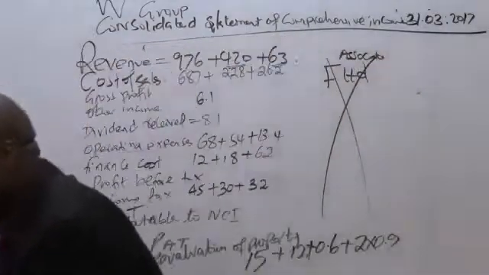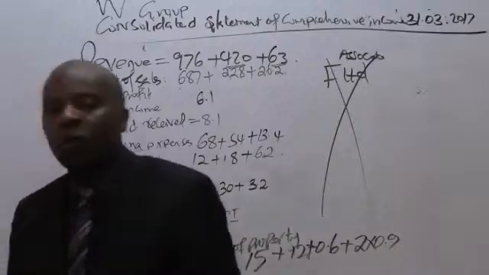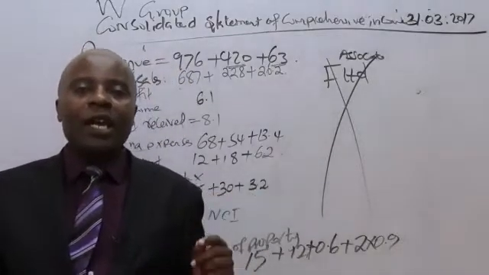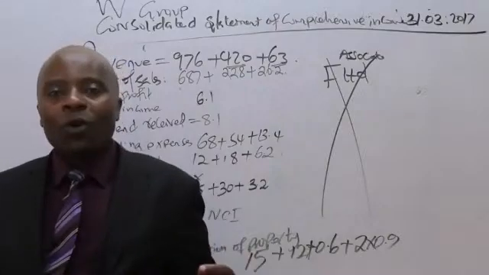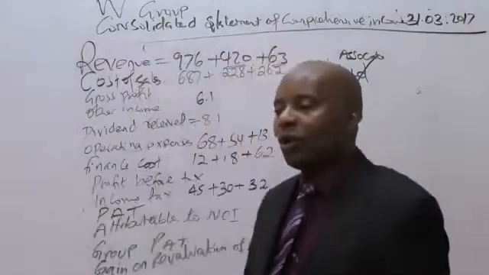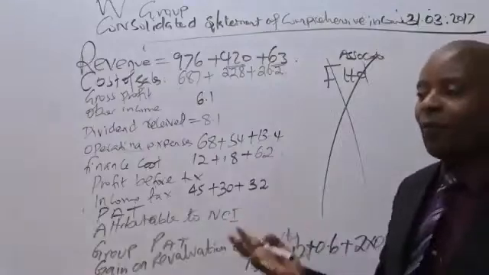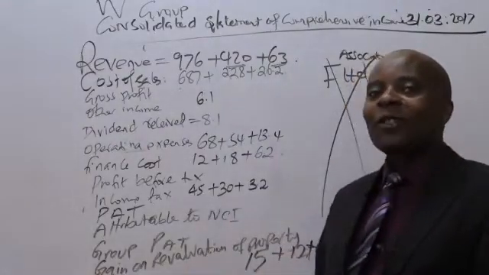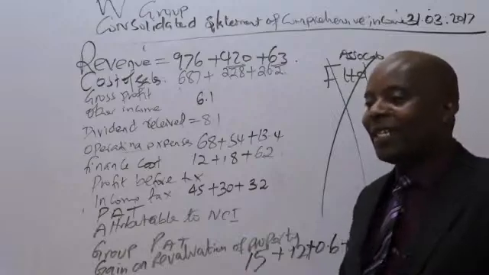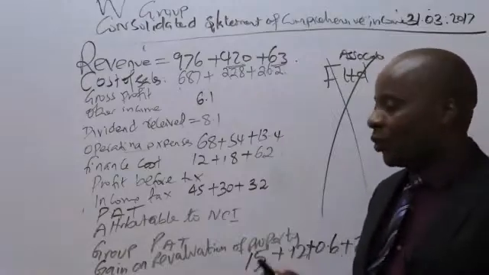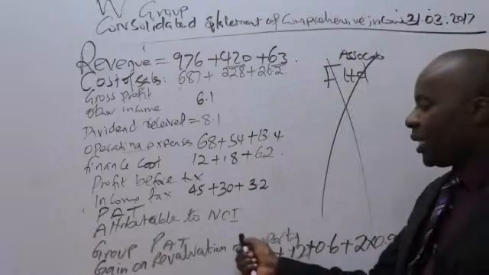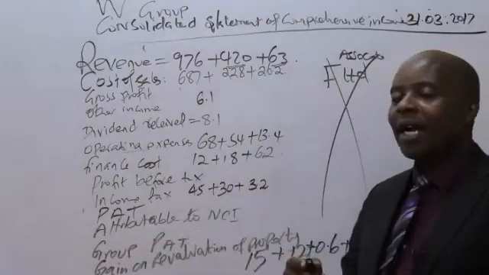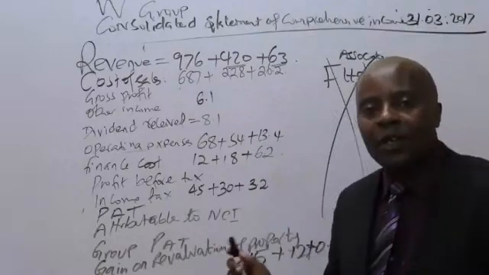Ladies and gentlemen, remember, I'm just here not to complicate your life. I'm just here to make your life easier, to show you how you can harvest what we normally call low-hanging fruits. And the very first low-hanging fruit that I would want everybody to understand here today, ladies and gentlemen, is this thing here. All these items here that come after other comprehensive incomes.